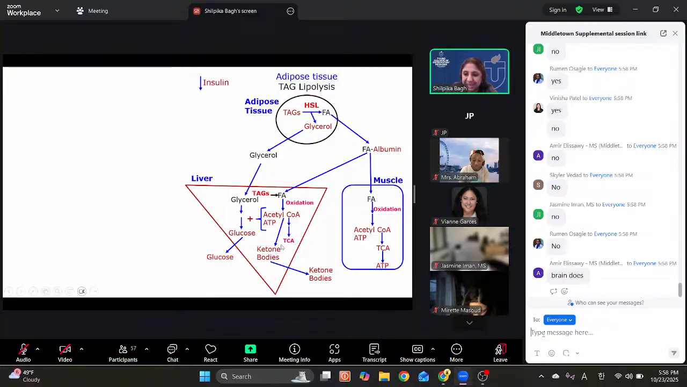So understand, one mistake students make is that TAG is major in adipose tissue, but you also see TAGs in liver as well as muscle. So they can also be mobilized, not just adipose tissue. Even liver and muscle TAGs can be mobilized to give you fatty acid for burning. So don't just relate TAGs to adipose tissue. They are in the liver as well as muscle, right?